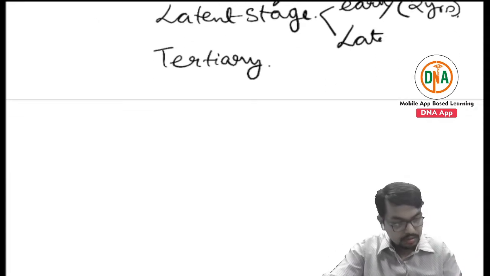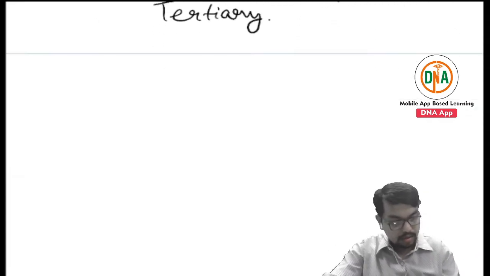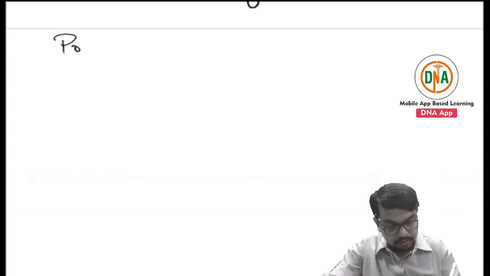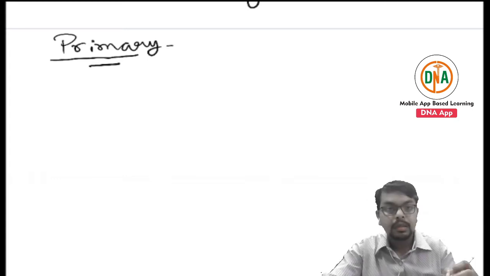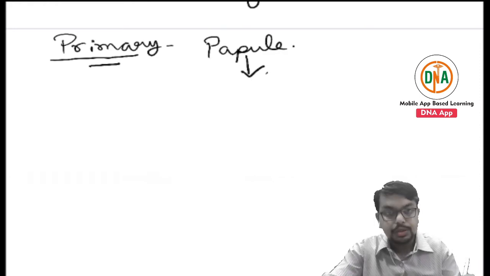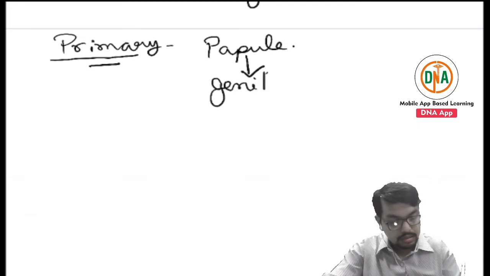In the late latent stage, the patient may develop tertiary syphilis. As it is a sexually transmitted infection, I have already mentioned the route of transmission is by sexual intercourse, and also it gets transmitted by blood transfusion. Now first we will discuss the primary stage. The first lesion of the primary stage is a transient papule which will produce a genital ulcer.